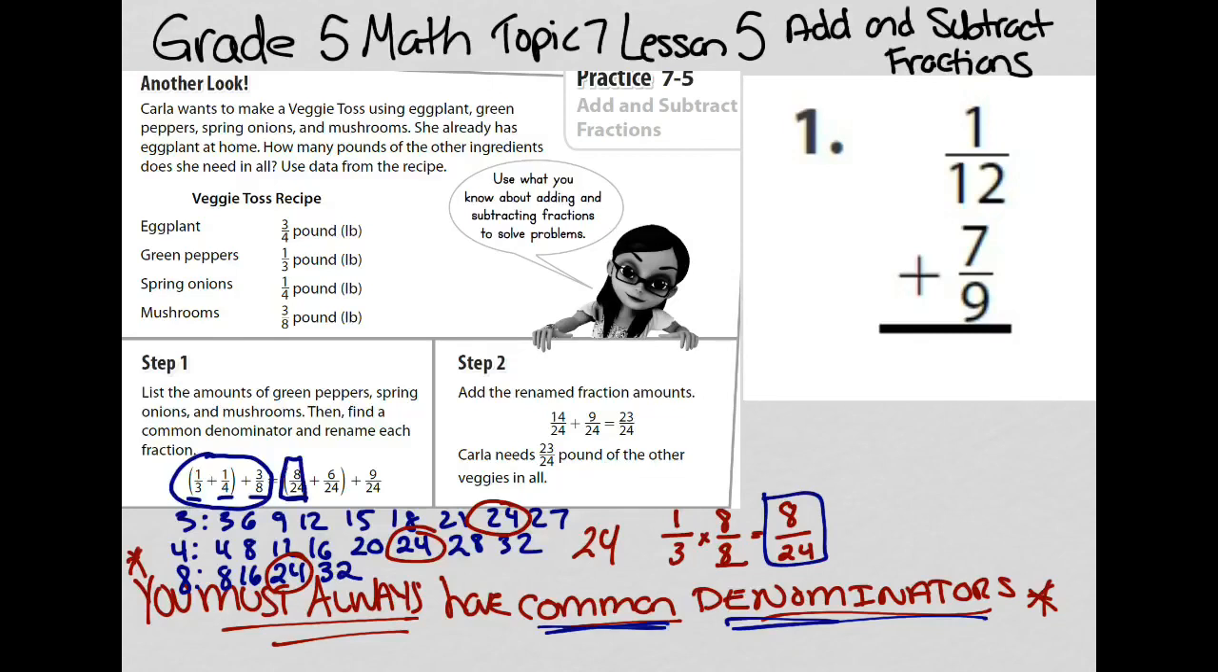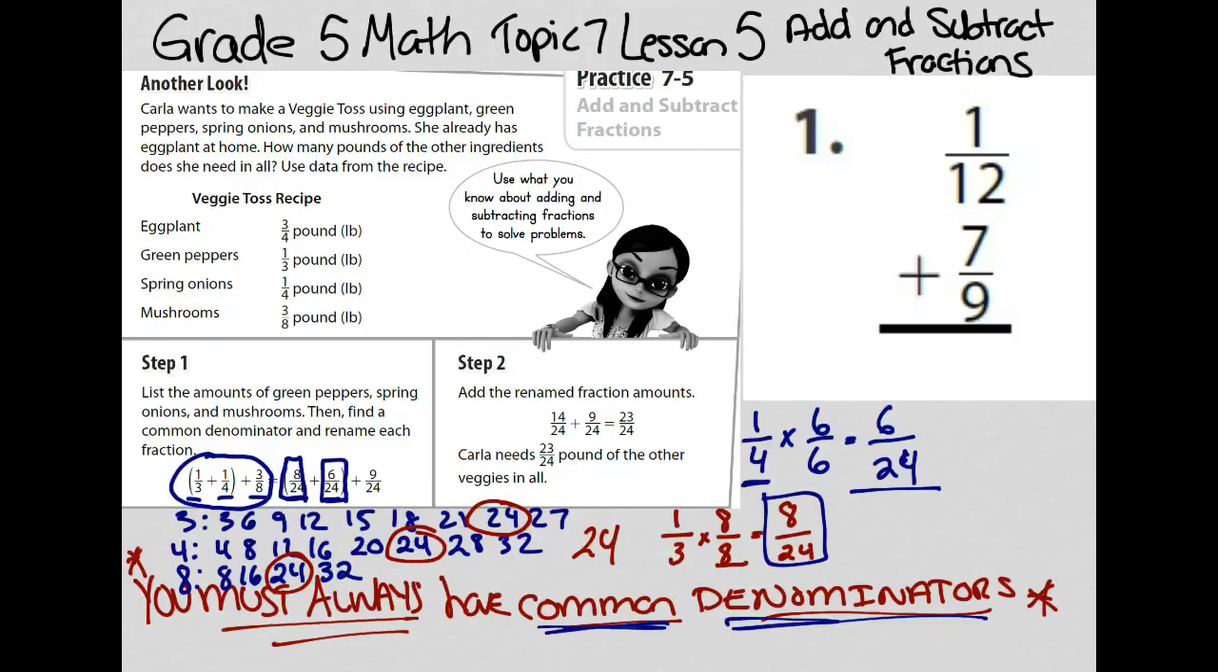Now let's work with 1/4. So I have 1/4 times some number gives me a denominator of 24. 4 times what is 24? 4 times 6 is 24. Whatever I do on the bottom, I do on the top. 1 times 6 is 6. So my new fraction that's equivalent to 1/4 that has the same denominator of 24 is 6/24. And you see that in the problem right here.